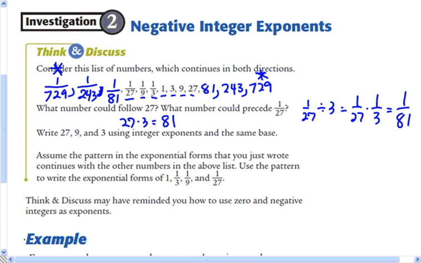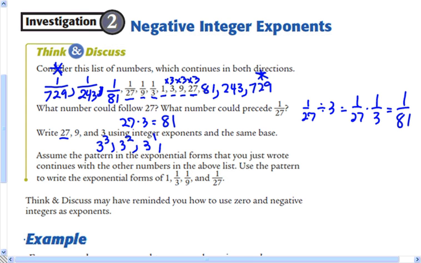similarities to the numbers. And if we use exponents with the same base to represent these numbers, 27 would be 3 to the third, because starting with 1, we multiplied by 3 three times to get there, which is 3 to the third. 9 would be 3 to the second. 3 would be 3 to the first. Of course, 1 is 3 to the 0.